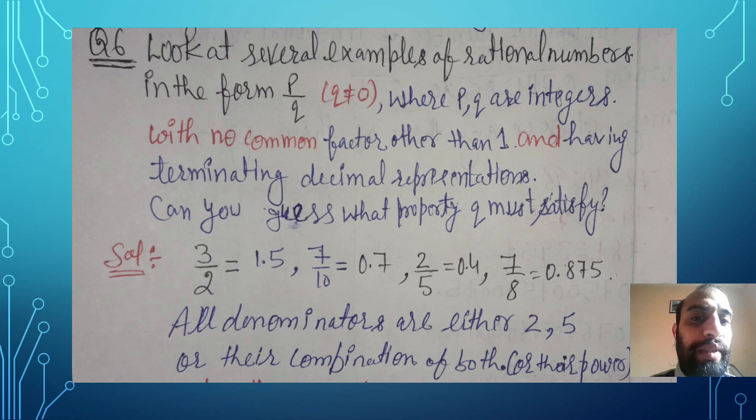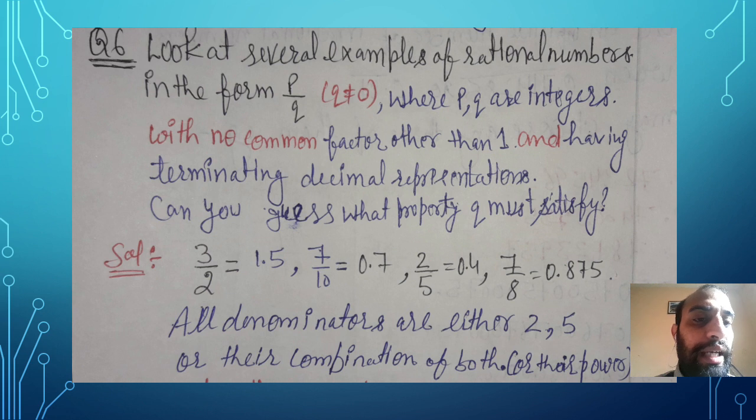2 upon 5 you can write as 0.4, 7 upon 10 you can write 0.7, 7 upon 8 you can write 0.875. So all remainders are 0 in these cases, and the denominators are 2, 10, 5 and 8. That means in all terminating rational numbers, the denominator is either 2, 5 or their multiples.